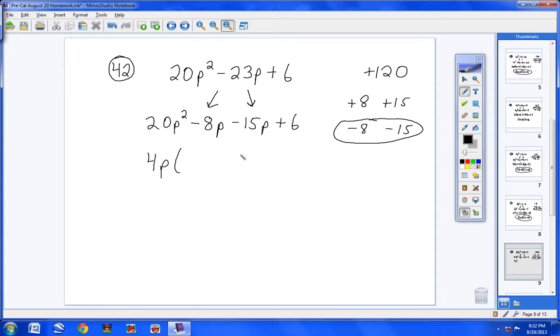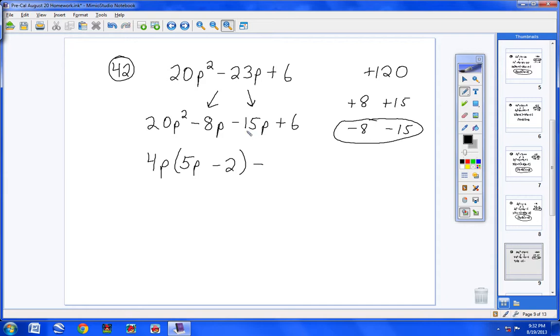So if I do that correctly, I would have a 5p here. Isn't that right? Let's see, 4p times 5p is 20p squared, so that's right. And over here I would have a negative 2. 4p times negative 2 would give me a negative 8p. Now remember, whenever this term right here is negative, that means you do want to put a negative sign right there. Okay? So I'm going to put a negative sign.